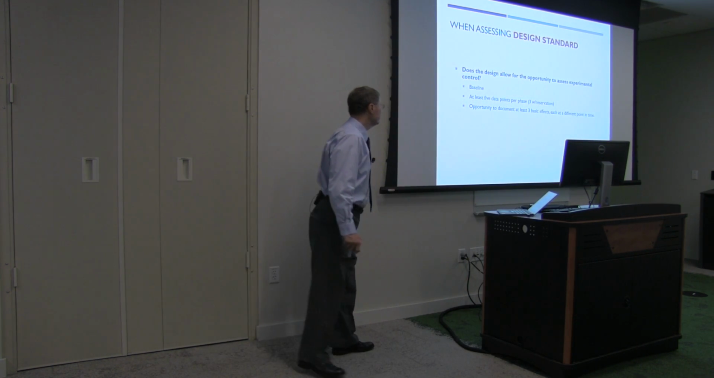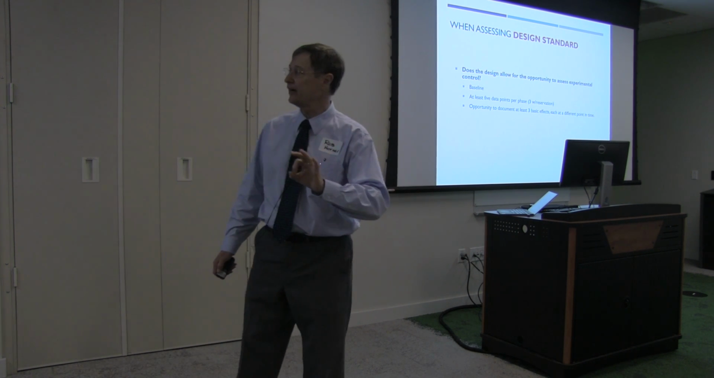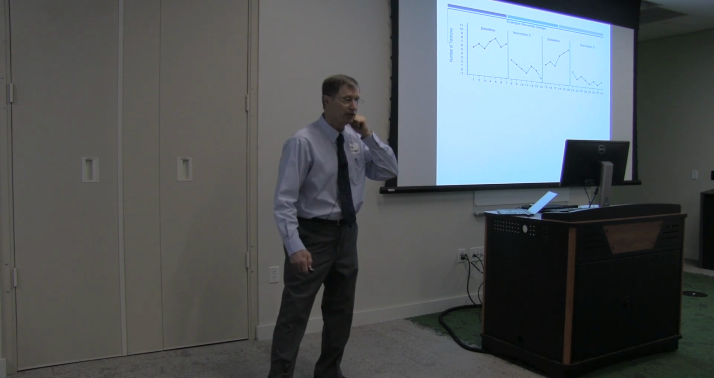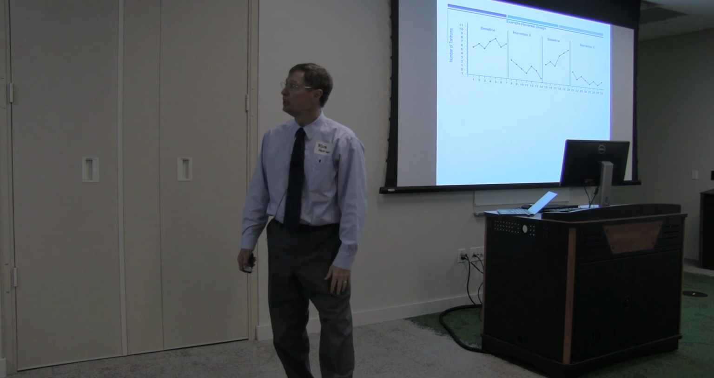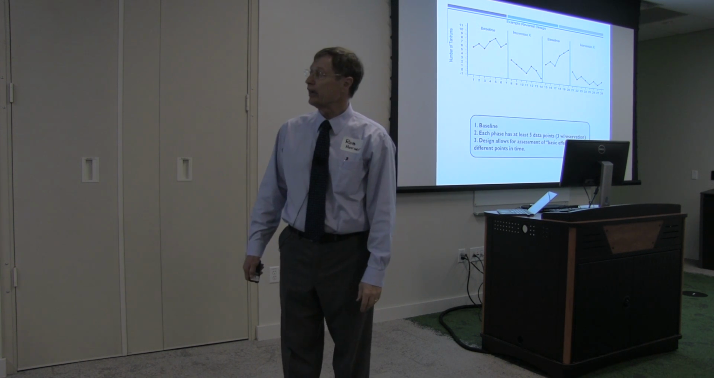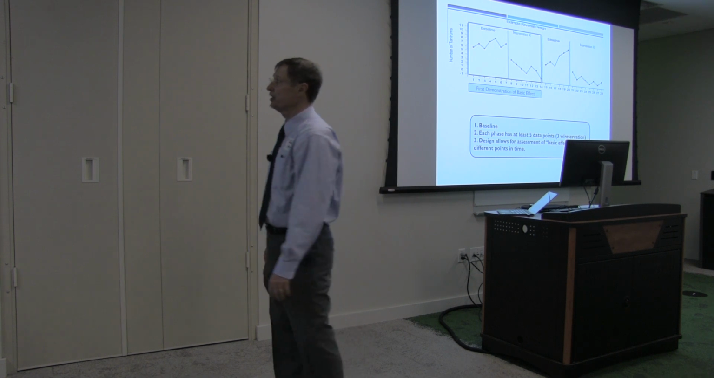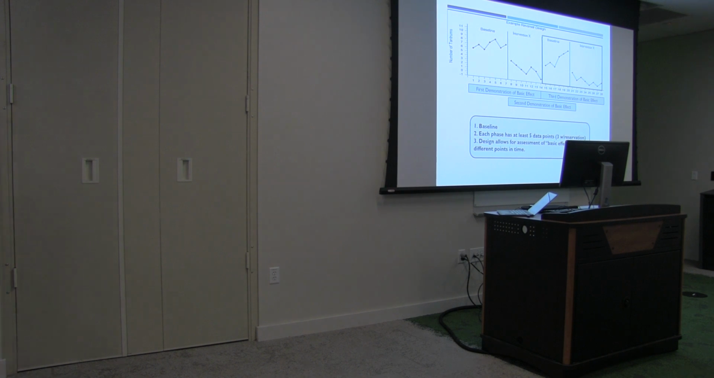So when assessing design standards, you're always going to be looking at baseline. You want 5 data points per phase. You want opportunity for at least 3. So let's do it. You ready? We're going to do things quickly now because we only have about 7 minutes. So you're going to look at the baseline, and when you look at the initial basic effect, then you're going to look at the second effect, and you're going to look at the third.